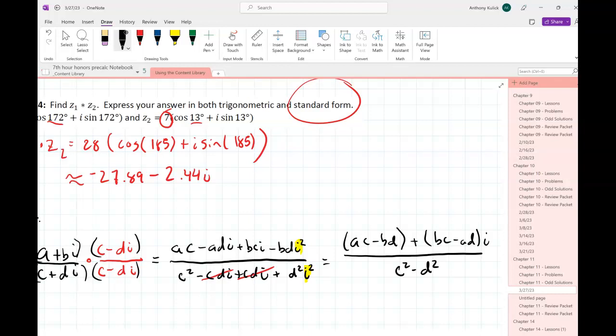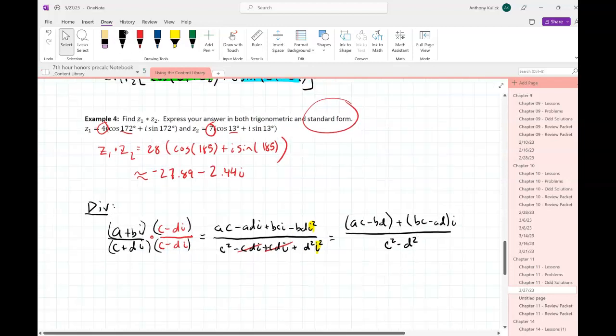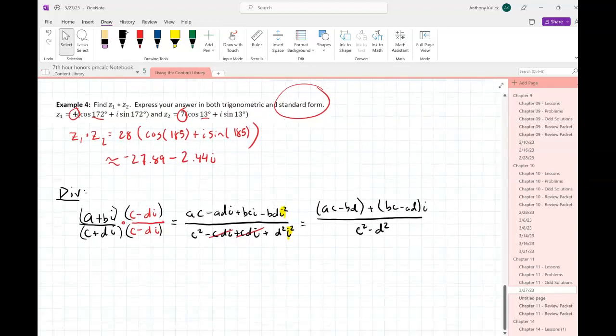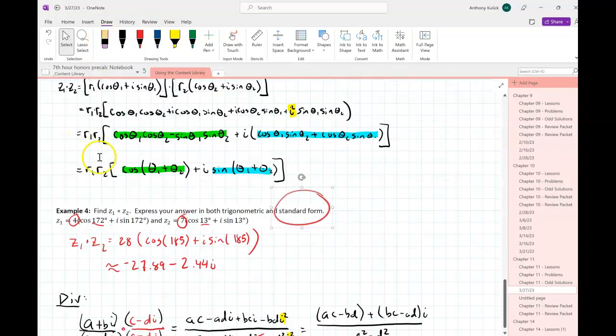But that's kind of a pain, right? Little bit of a nightmare. Yuck. What if we tried doing this in trigonometric form, though? How did it work for multiplication? Just multiplied the magnitudes and added the directions, right?